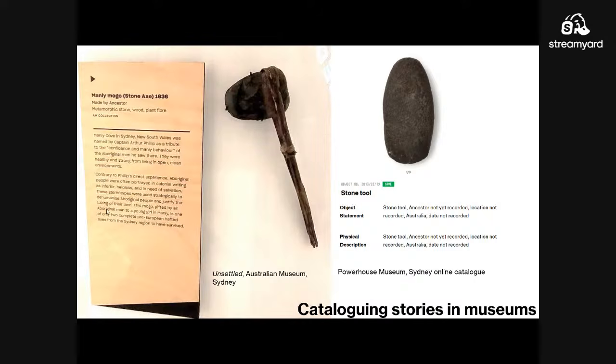As an example, at the Australian Museum, the maker line in this exhibition was made by ancestor. And this is not from an exhibition, this is from the online catalogue of the Powerhouse Museum, also in Sydney. The Indigenous curatorial team have also referenced this object being made by an ancestor, but framed it as ancestor not yet recorded. It also says location not yet recorded and date not yet recorded, demonstrating through the traditional object database framework that learning about these objects is ongoing.